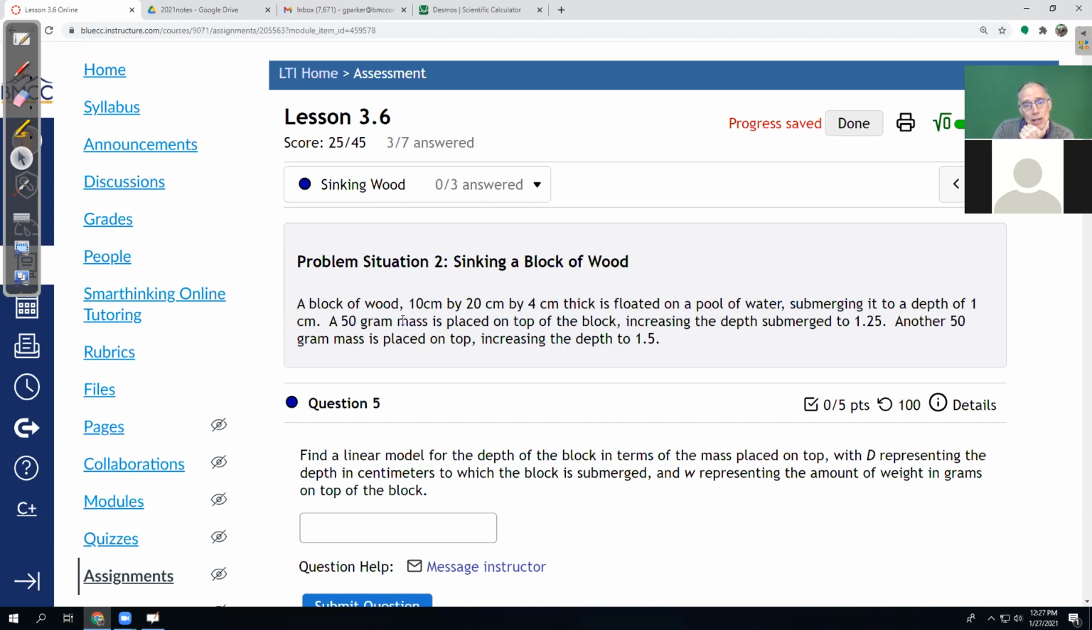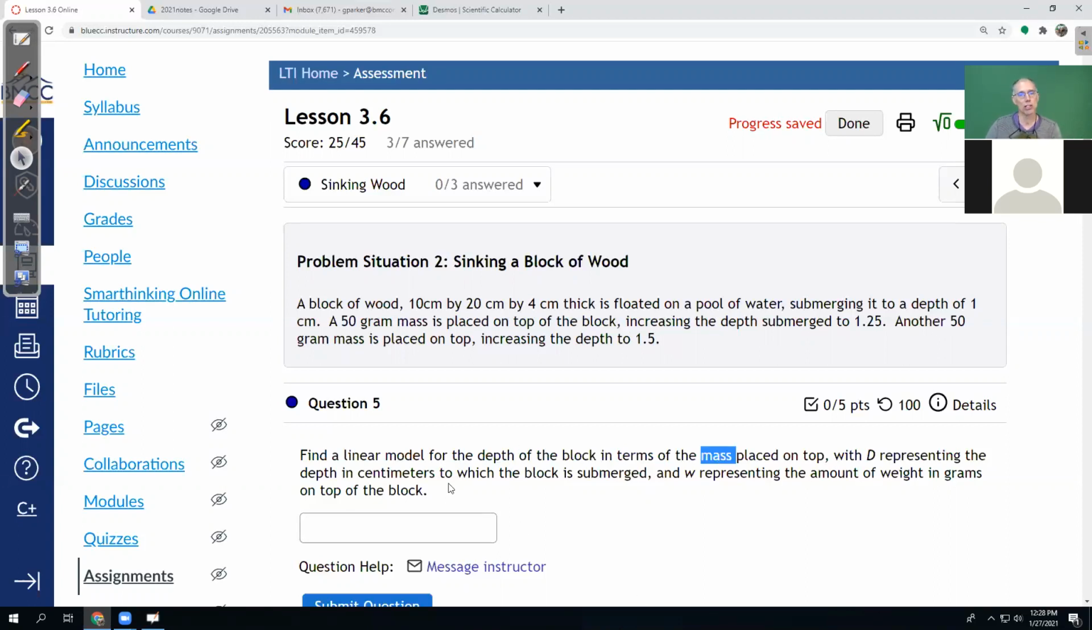Then we put 50 grams on top, and the depth becomes 1.25. We put another 50 grams on top, and then the depth becomes 1.5. All right, so we went from a depth of 1 to 1.25 to 1.5. And we want to find a linear model for the depth in terms of the mass. So that means the depth is my y and the mass is my x.